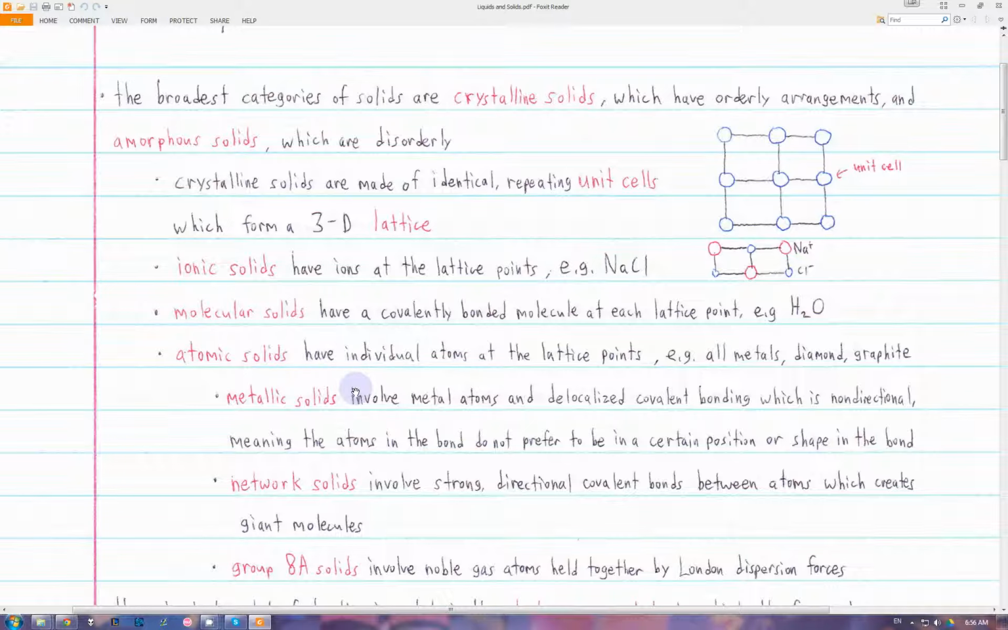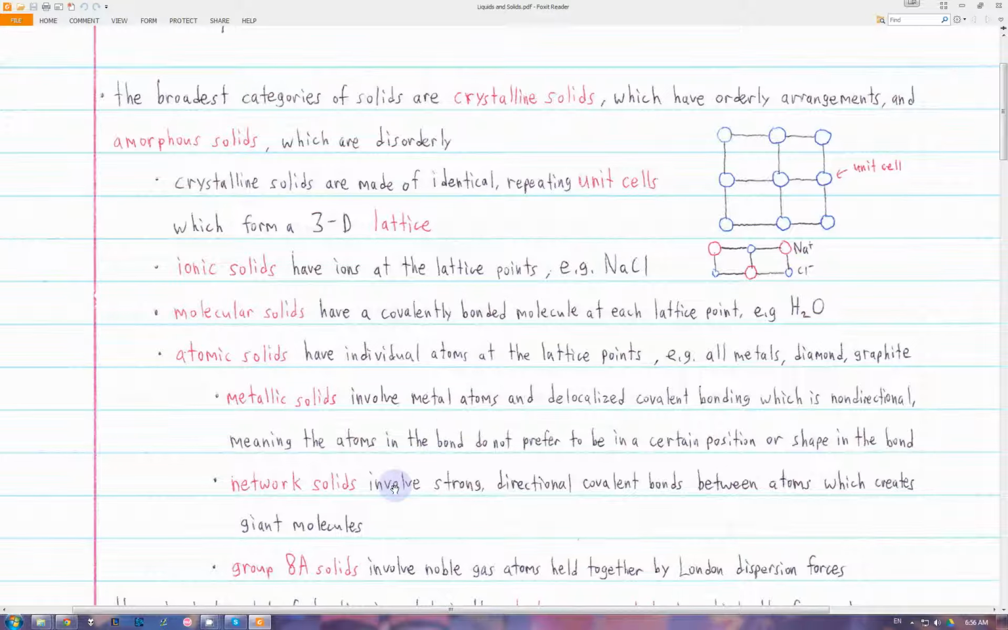Metallic solids have metal atoms at the lattice points, and they're held together by what's called delocalized covalent bonding. The delocalized means that the electrons can move about. The valence electrons are free to move. And this bonding is also non-directional, which basically means that the atoms in the bond do not have a preference as to what position they are relative to the other atoms in the bond.